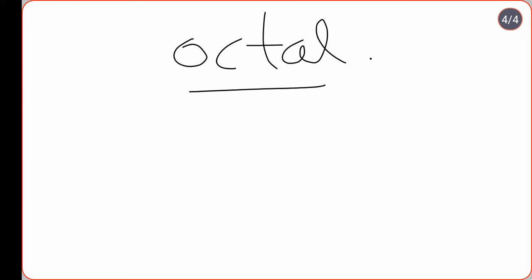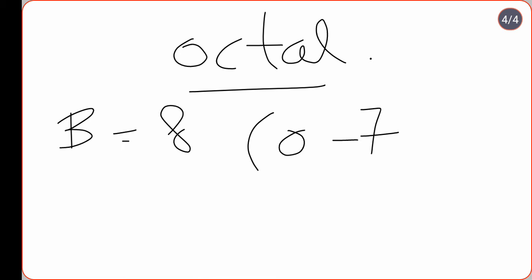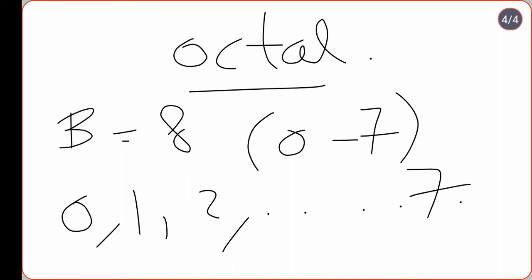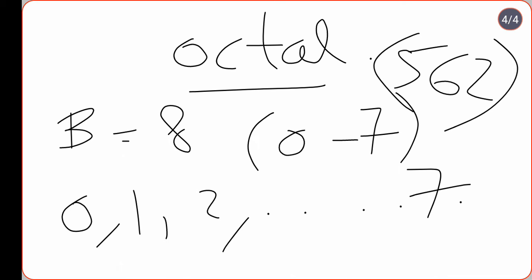Next we have octal. In case of octal, the base is 8. So we have 8 digits, which are 0 to 7. That is 0 1 2 up to 7. Any example of octal? We have 5 6 2, and the base is 8.